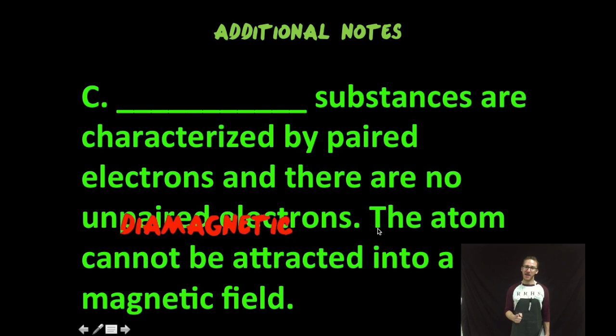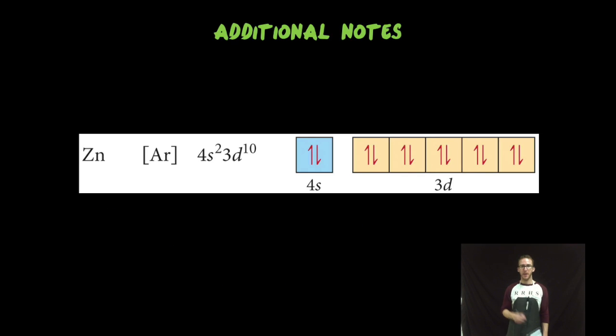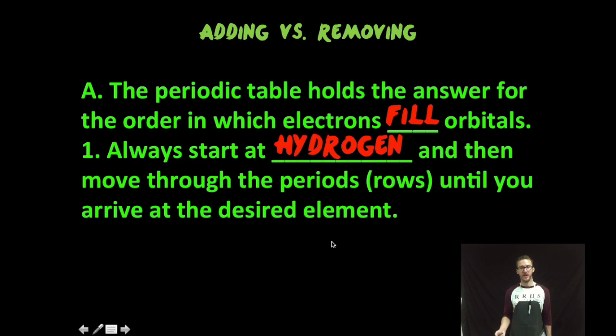Then we also have diamagnetic, diagonally. Diamagnetic substances are characterized by paired electrons and there are no unpaired electrons. These atoms cannot be attracted into a magnetic field. Boom, zinc. Classic example of a diamagnetic element, all of its electrons are paired. Diamagnetic. And lastly, again for the AP class, keep in mind there's a difference when describing the electron configurations when you're adding versus removing electrons. When you're adding, you're always going to start at hydrogen and move through the periods until you arrive at the desired element. That's what we've been doing.